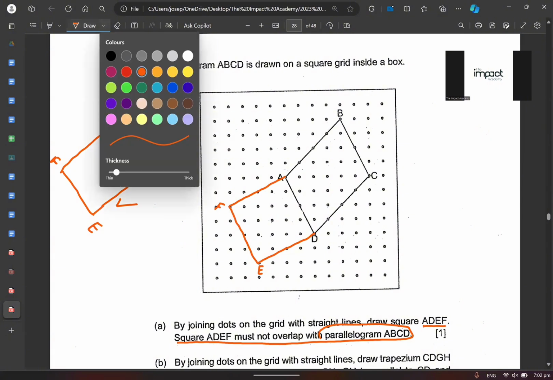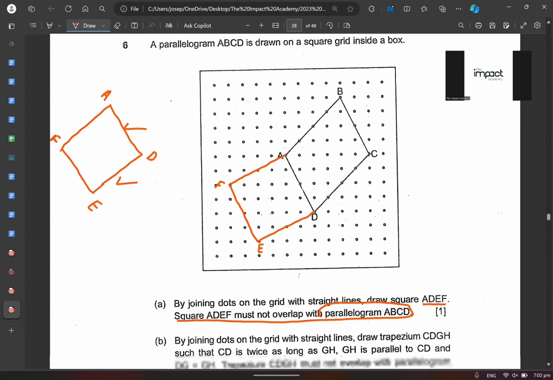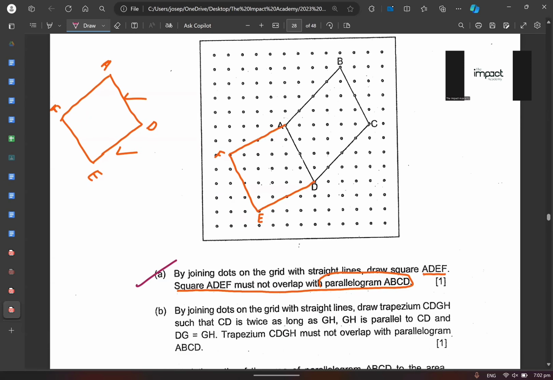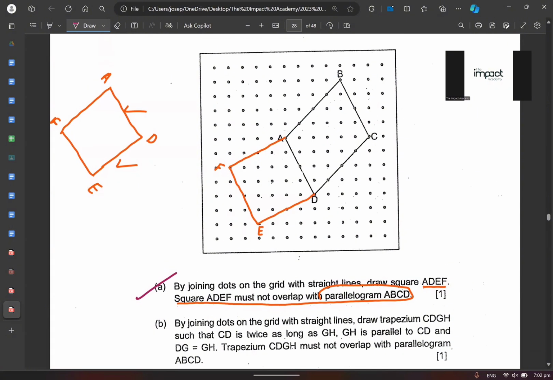Okay, just to prove to you that everything is the same. You see, 1, 2. Can you see that? Right. Then we go 1, 2, 3, 4. Am I making sense? Can you see it? So basically, that's how you would draw a square. And remember, it should not overlap. True? Okay. That's how you would draw a square like this.